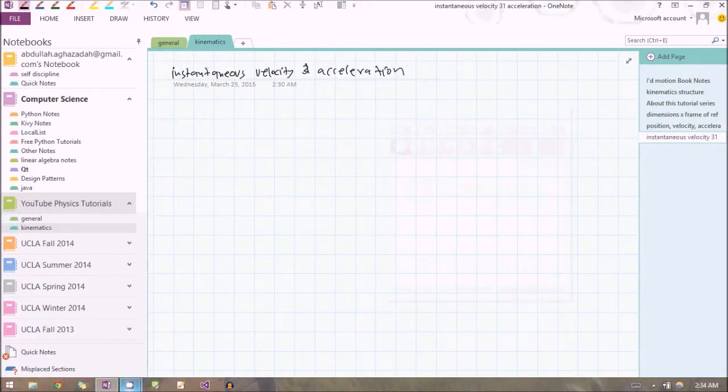Hello everyone, welcome to your third physics tutorial. We're going to continue talking about the description of motion, otherwise known as kinematics.